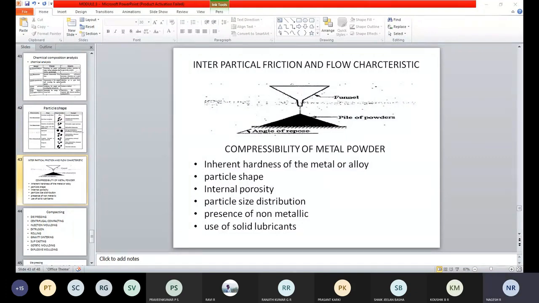So the next one is internal porosity. What is this internal porosity? What do you mean by porosity?